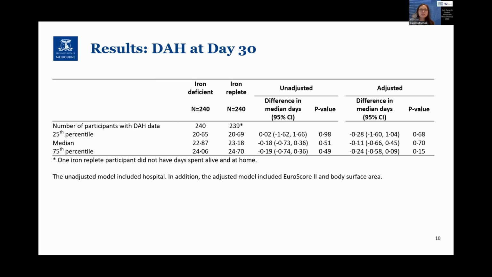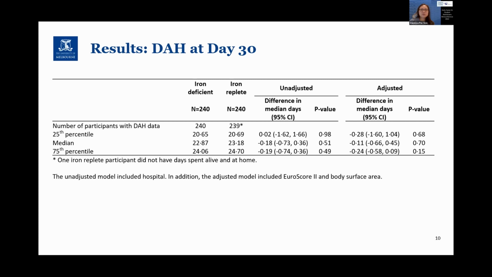The analysis of days alive and at home in IDOC was done in Stata, and all reported 95% confidence intervals and p-values are two-sided. We modeled days alive and at home using two models. In the first model, we included group, with iron replete as the reference group, and the recruiting hospital, which we refer to as the unadjusted model. In the second model, we included group, recruiting hospital, and potential known confounders, namely Euroscore2 and body surface area, which we refer to as the adjusted model.